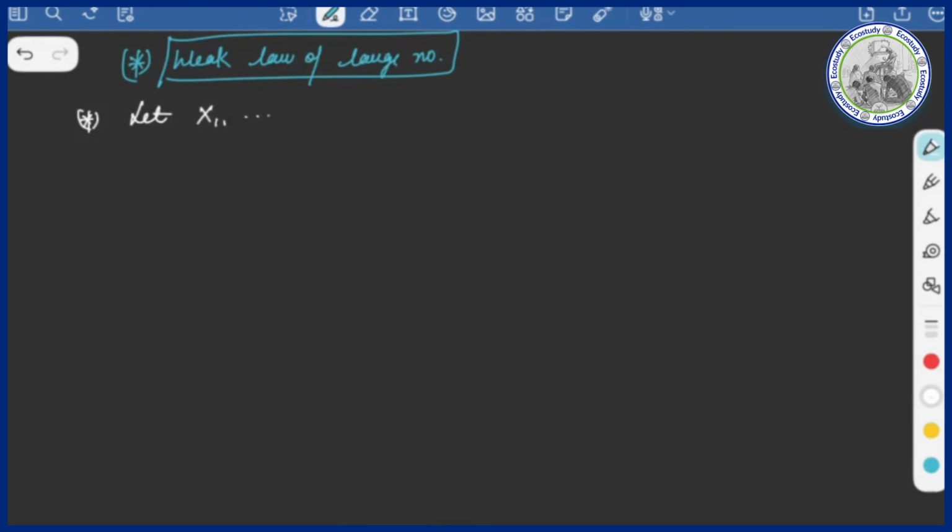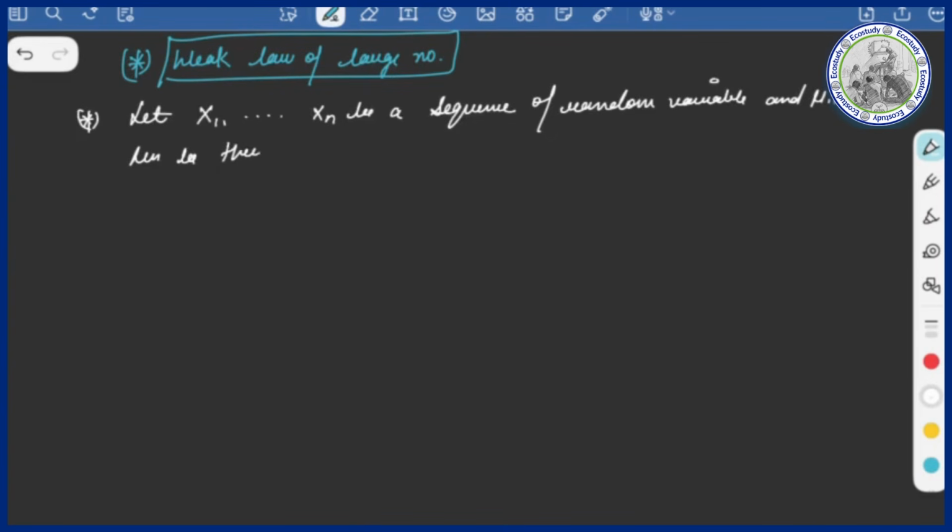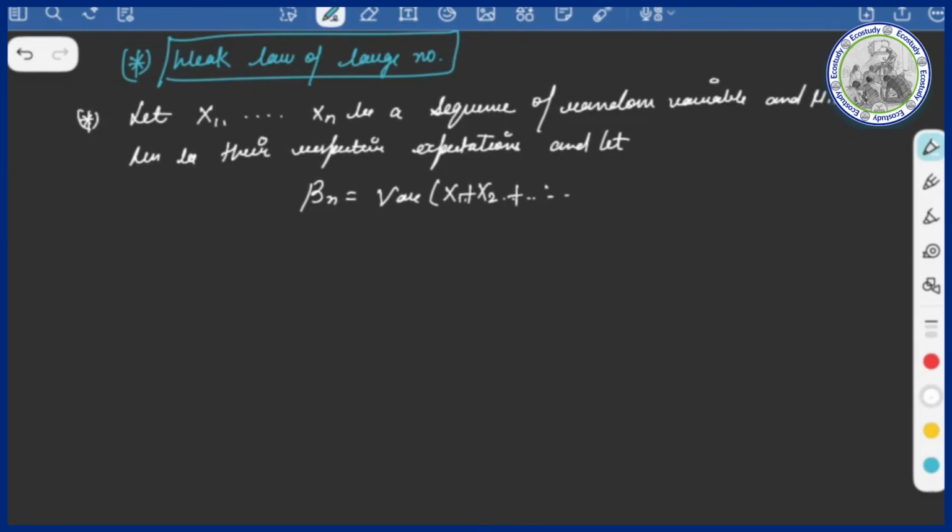Let X1, X2, ..., Xn be a sequence of random variables and mu1, mu2, ..., mu n be the respective expectations, and let Bn be the variance of X1 plus X2 plus dot plus Xn, that is less than infinity.